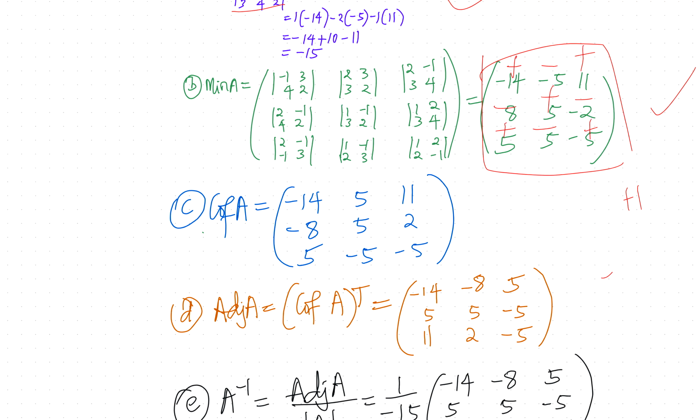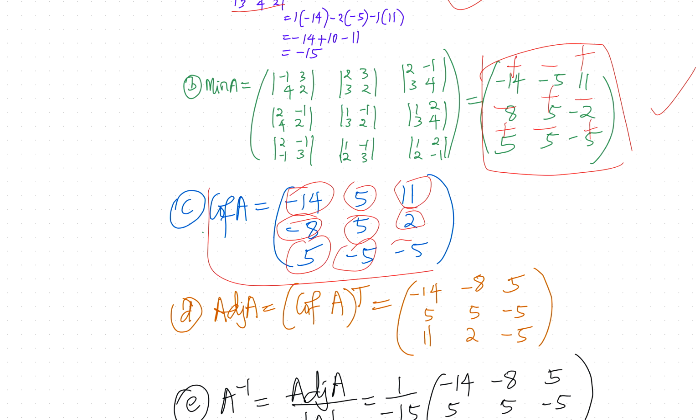And then you have the cofactor of A now. If you apply the sign plus and minus 14, you have minus 14. Minus 5, you have plus 5. Plus 11, of course, that's 11. Minus 8, good. Plus 5, nice. Minus 2, that's 2. Plus 5, you have 5. Minus 5, you have 5. Plus minus, that's still minus 5. So with that, we have the cofactors, matrix of cofactors now.